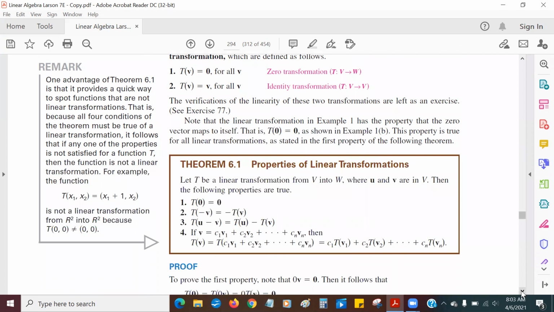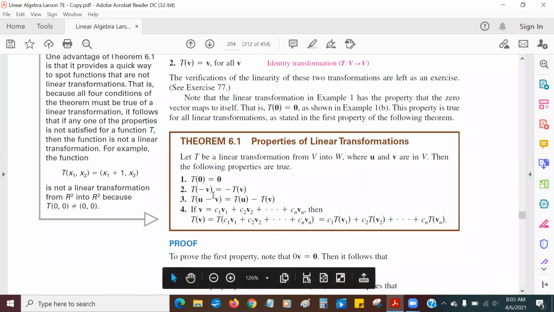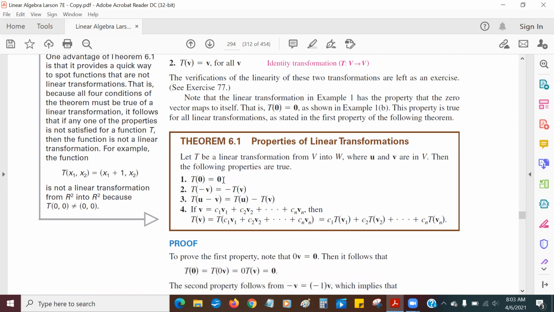Okay, let's look at some properties now. So here are some properties of linear transformations. As I said, T of 0 equals 0. But just remember, the 0 input and the 0 output are not necessarily the same 0. And T of negative v equals negative T of v, T of u minus v equals T of u minus T of v, and if v is equal to c1 v1 plus c2 v2, then T of v is going to be c1 T of v1 plus c2 T of v2.